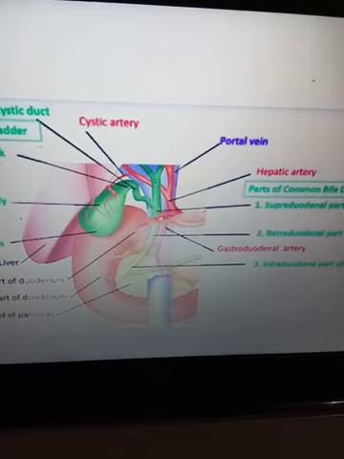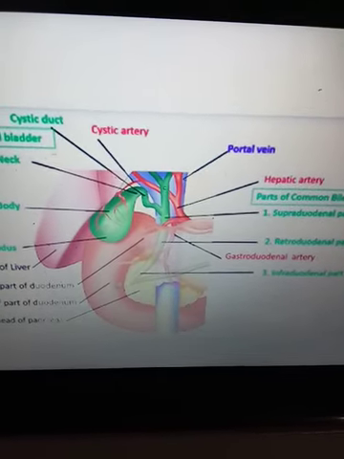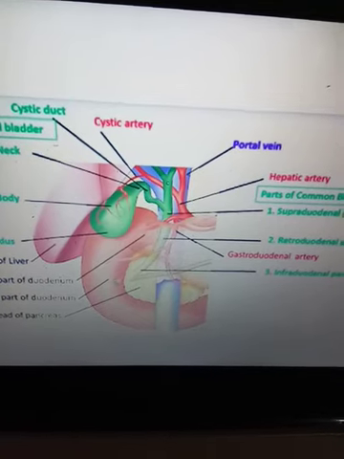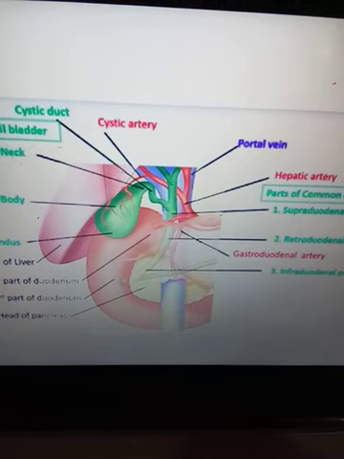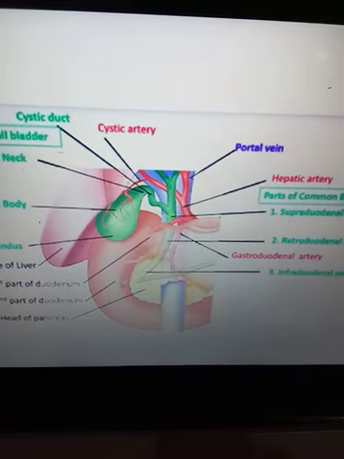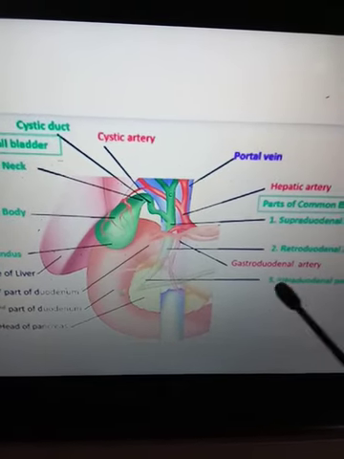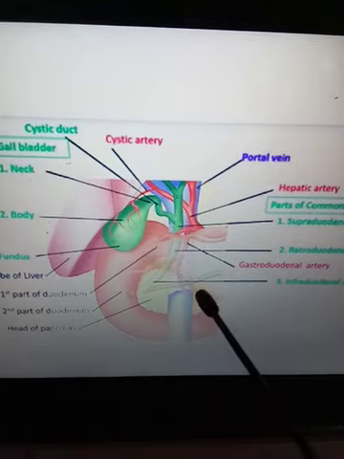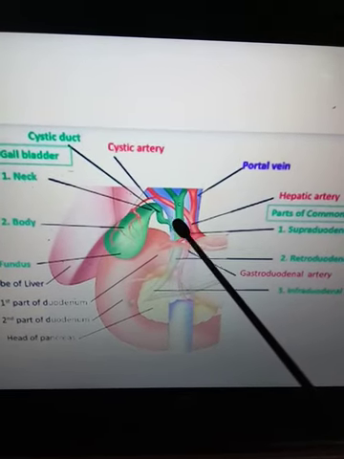Then let's talk about the bile duct. The right and left hepatic ducts join to form the hepatic duct proper, which joins with the cystic duct to form the bile duct. This is the bile duct.